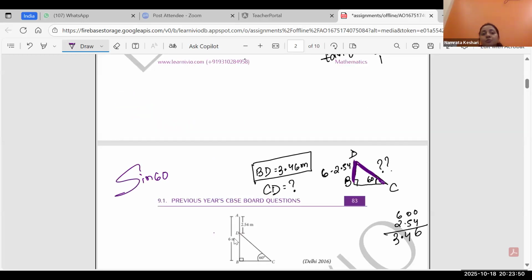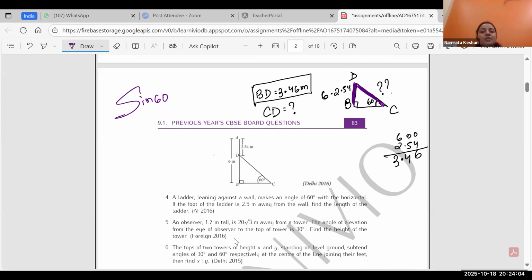You don't always have to use tan theta. Yes, in your book, in most of the questions, you were using tan theta, but it's not the case that you will always be using tan theta. You will look at the data available and the data which you are supposed to find, and accordingly you will decide which trigonometric ratio you are supposed to use. So sine 60 degree is equal to opposite over hypotenuse.